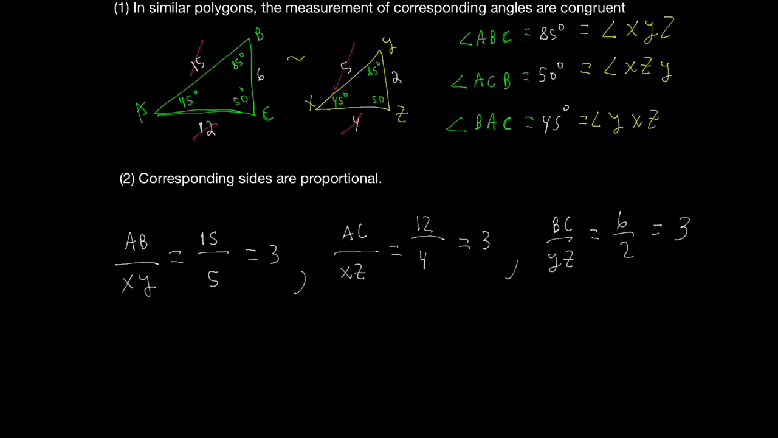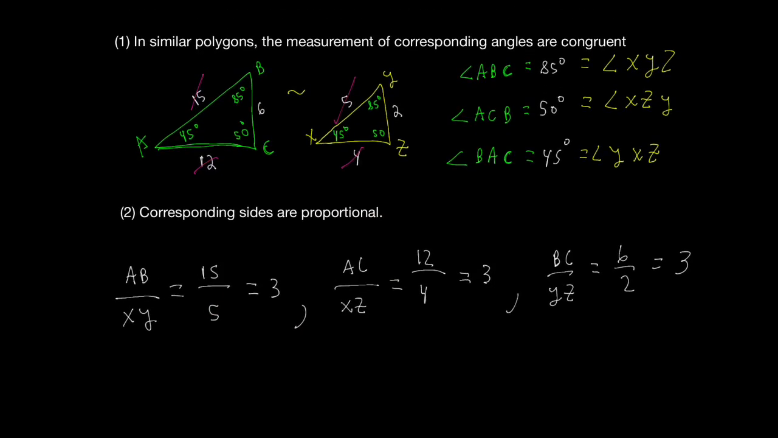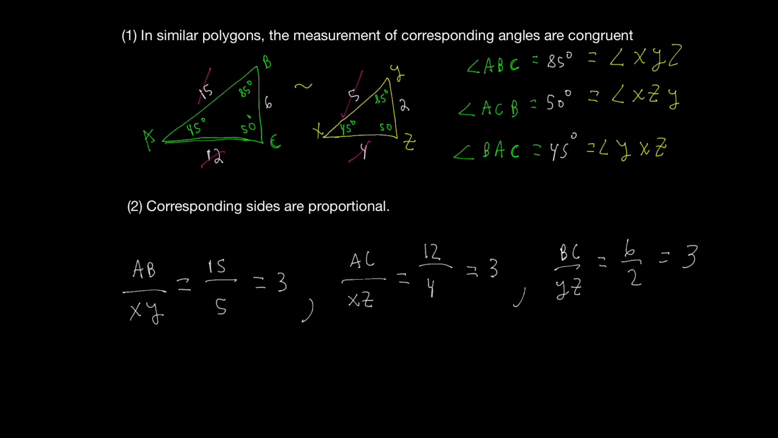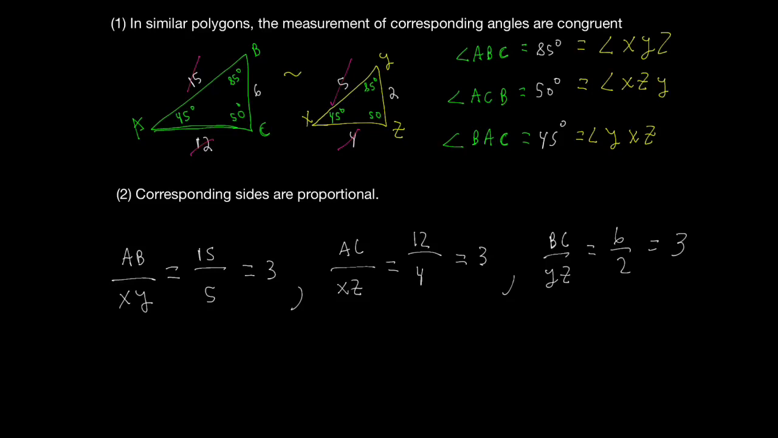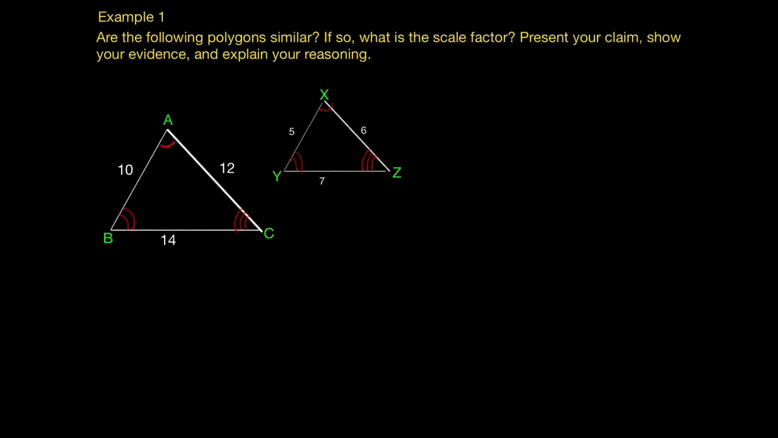Now, when you're doing these problems, if your corresponding sides are not proportional, then you can claim that you do not have similar polygons. Likewise here, if your corresponding angles are not congruent or they're not the same, you do not have similar polygons. And that's going to be what we're going to be doing for the rest of this assignment. So let's begin by going over some examples, beginning with this one.